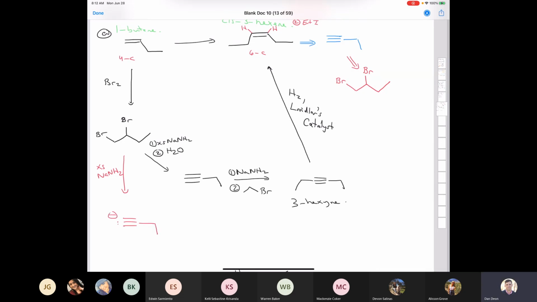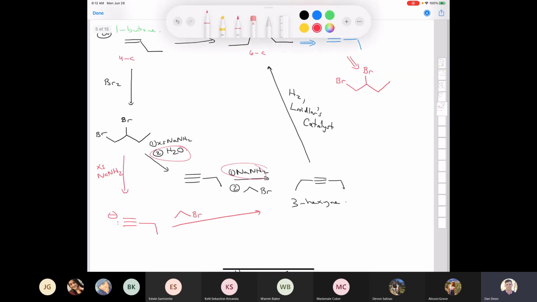And since you have the alkynide, all you'd have to do is to treat it with ethyl iodide or ethyl bromide. We'll just use ethyl bromide again. So you would be able to skip this step and this step. You don't have to do the adding of water and then another equivalent of sodium amide. You could leave that out entirely.